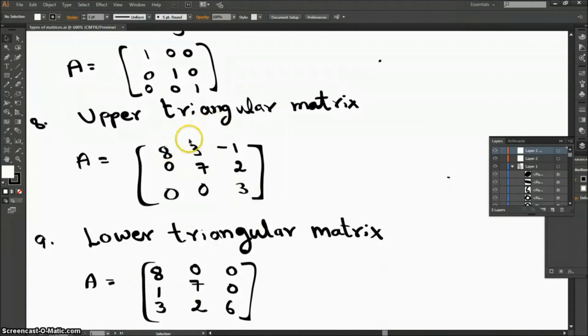In an upper triangular matrix, if all the elements below the principal diagonal are 0 and the elements above are not all equal to 0, then it is an upper triangular matrix. In a lower triangular matrix, all the elements below the principal diagonal are not 0. Then it is a lower triangular matrix.